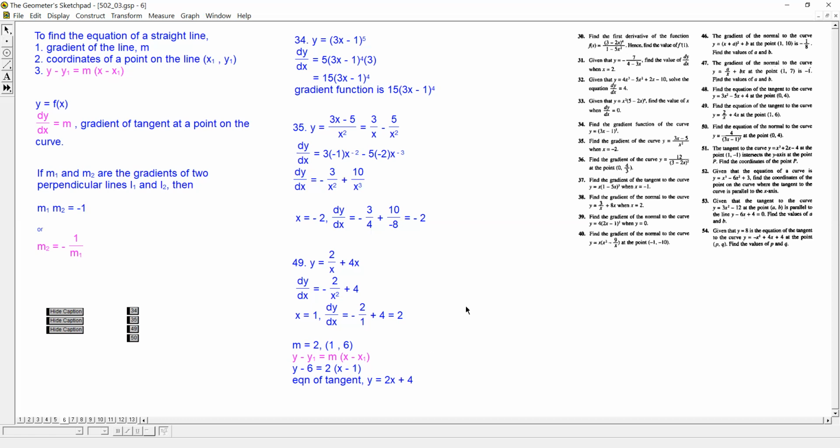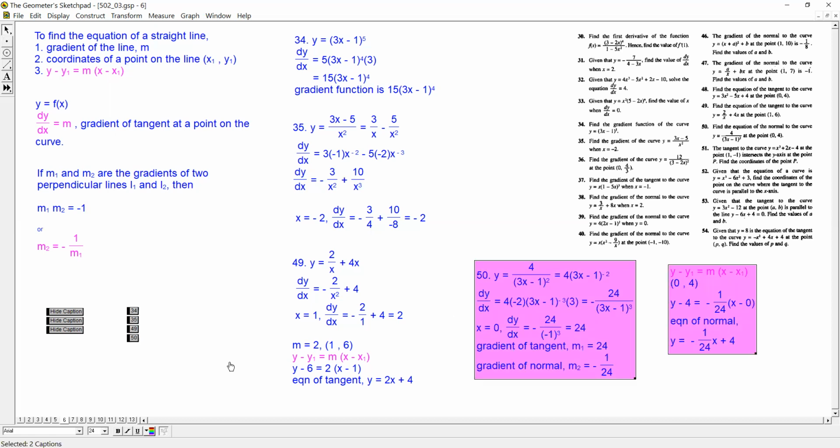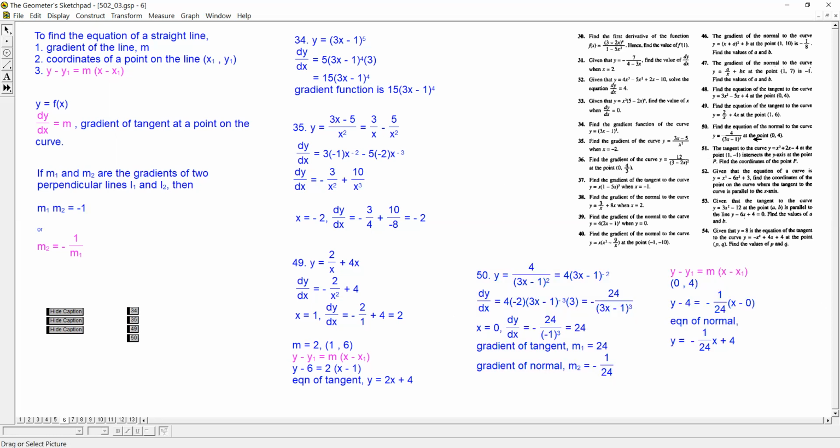Now we go on to the next question, number 50. What is this number 50 all about? Number 50 says find the equation of the normal to this curve at the point (0, 4).